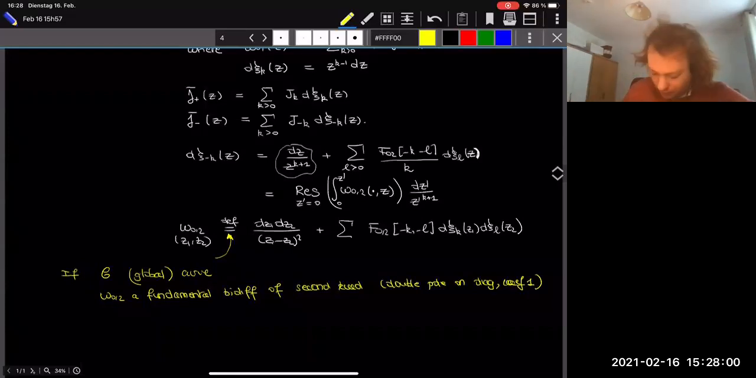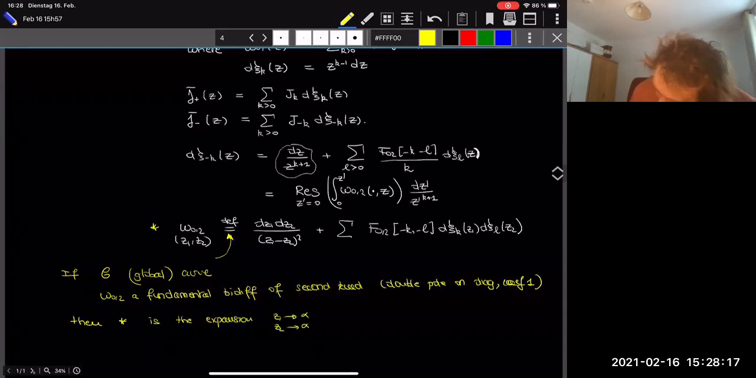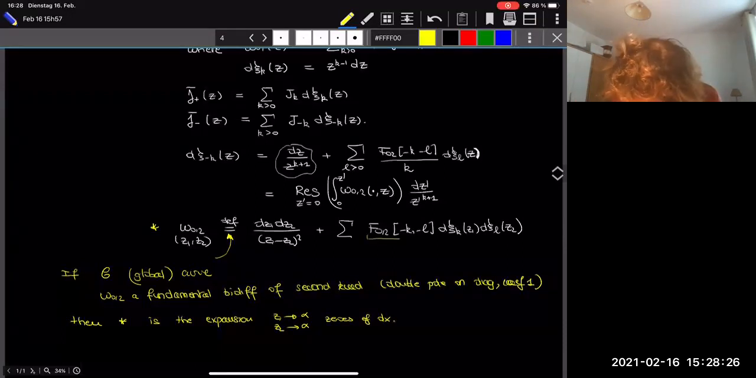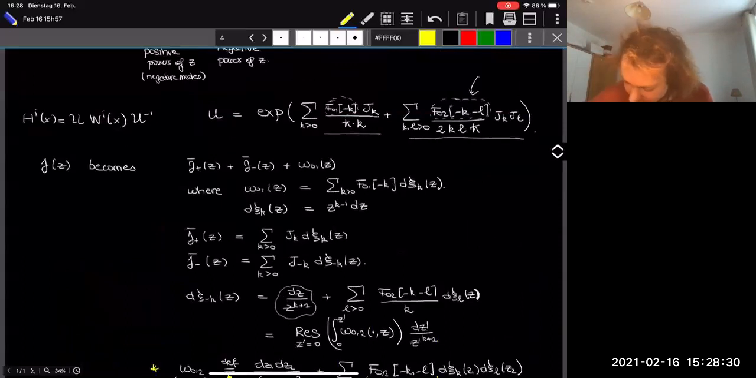So if you had a global curve and some omega 02, which you may be more familiar with, then this one is the expansion to all orders when z goes to some zeros of the x. It defines for you some coefficients f02, and that's exactly the one I want to put in my Airy structure inside here.